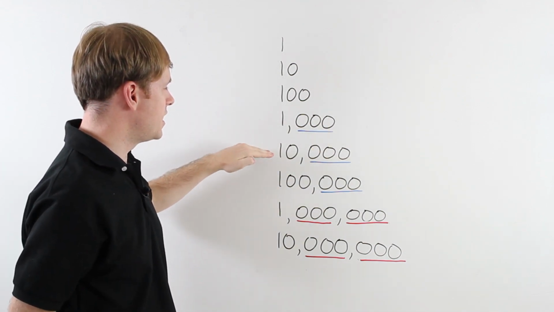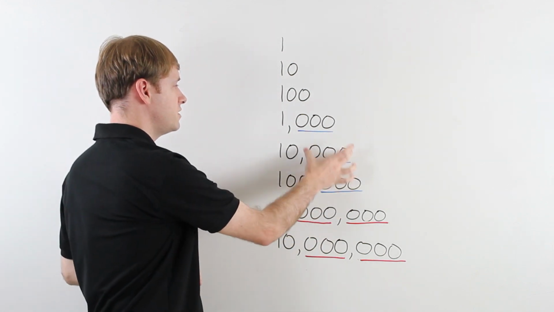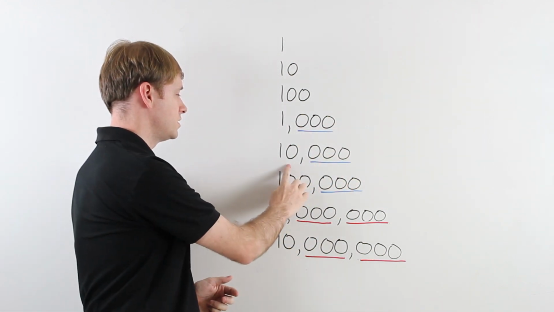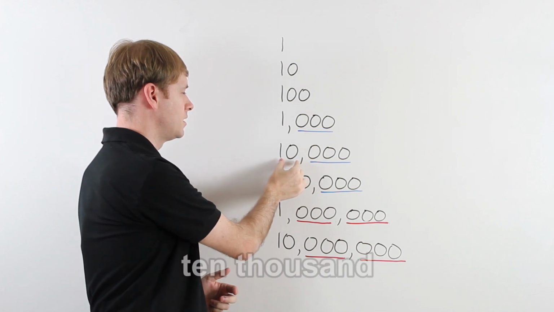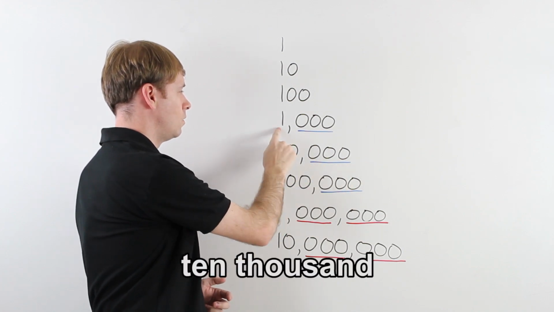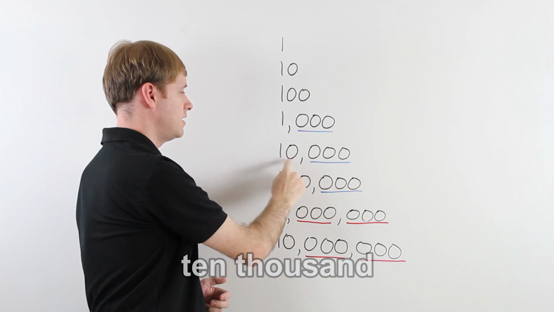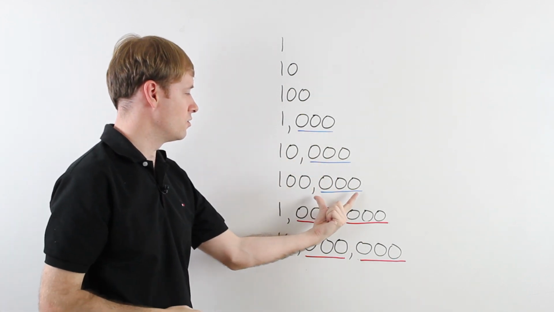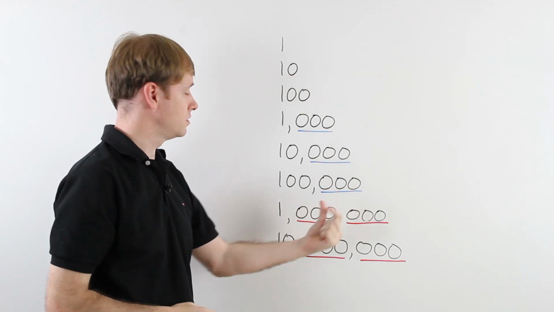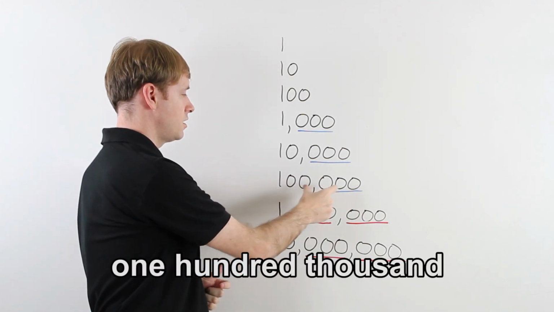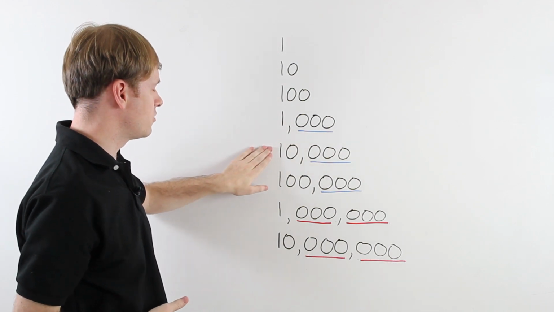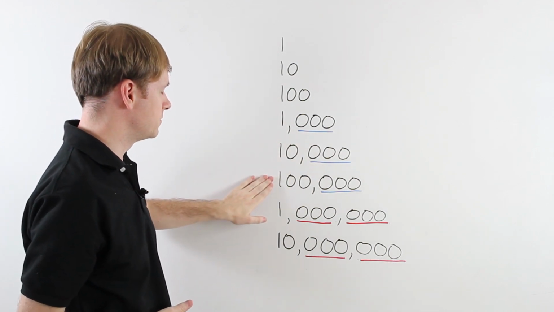Let's move on to the next number. We have the 3 zeros again, 1,000. We know that's 1,000. What's this number? 10,000. 1,000, 10,000. Let's move to the next. Okay, we know this is 1,000. 100,000. Okay, so 1,000, 10,000, 100,000.